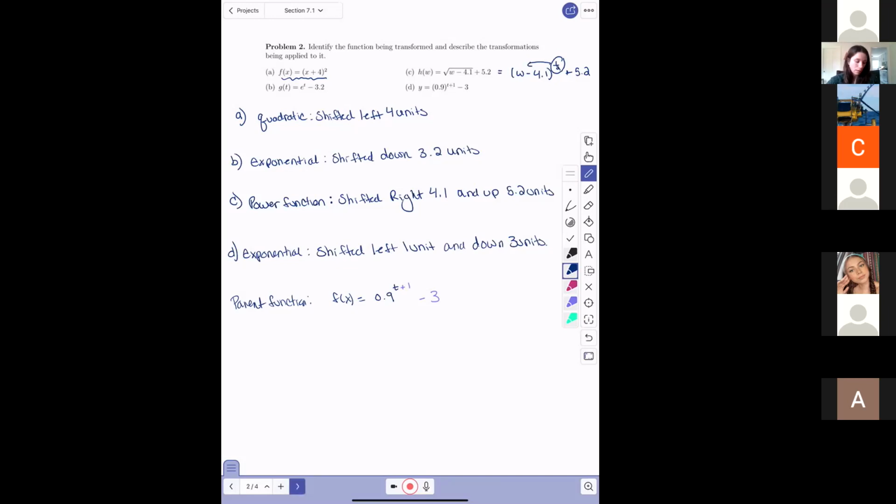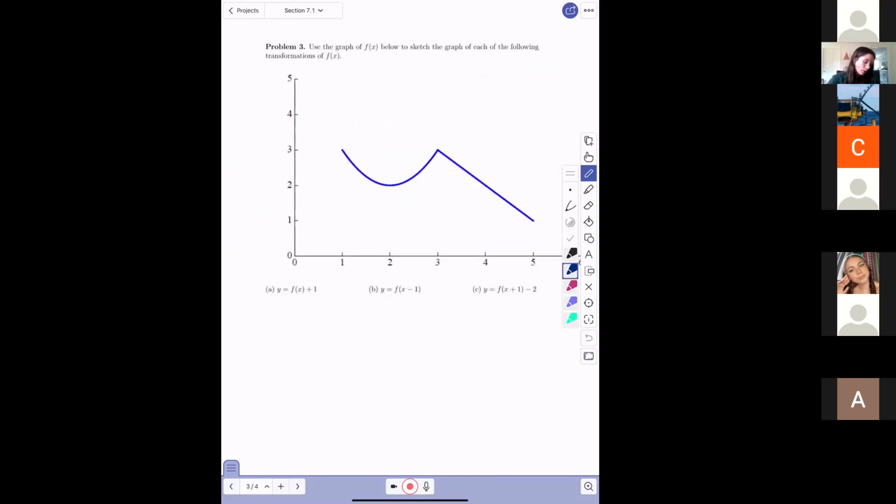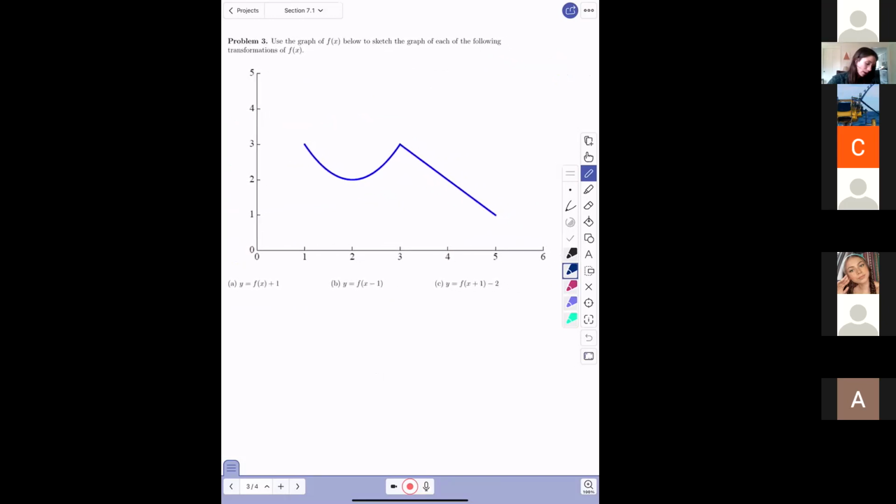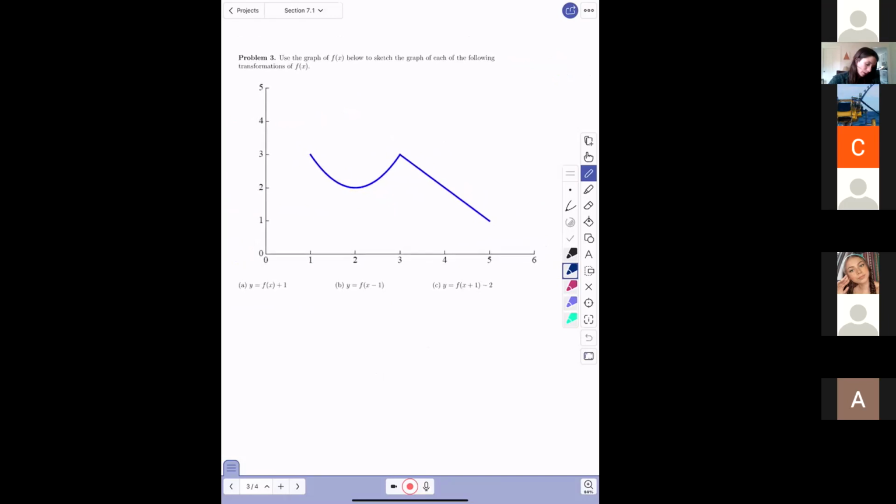Okay, moving on then. Use the graph of f of x below to sketch the graph of the following transformations of f of x. If you only have pencil available, just do one dashed, one dotted, and one solid line. You'll have to draw the original graph. So why don't you guys go ahead and draw that, and then let me know once you get that done, and then we'll start talking about these transformations.